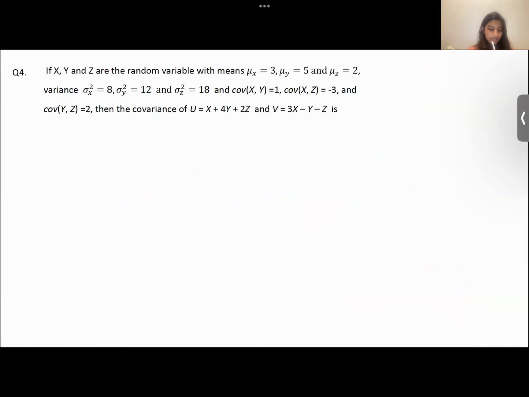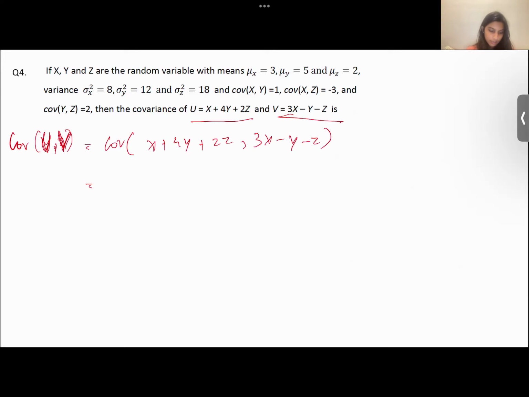And your next problem is calculating a covariance. The question is, if x, y are random variables, you need to calculate the covariance of u and v. They've given u and v equations, which is basically the covariance of x plus 4y plus 2z, comma 3x minus y minus z.